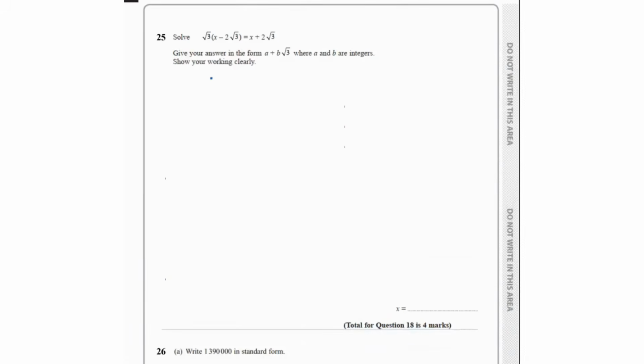Then surds. Surds also always comes. So you can get expanding a bracket with surds, you can get rationalizing a denominator, or you could get simplifying a surd when adding or subtracting. So in expanding brackets, root 3 gets multiplied with x and 2 root 3. So that's x root 3 minus 2 root 3 squared equals to x plus 2 root 3. Square of a surd is the number in the surd, so that's 2 times 3. That is 6. So they're saying that give your answer in the form of a plus b root 3.